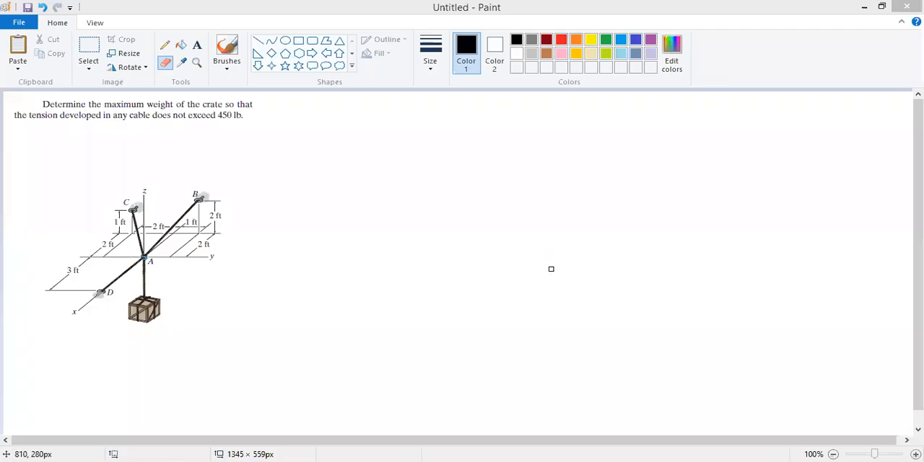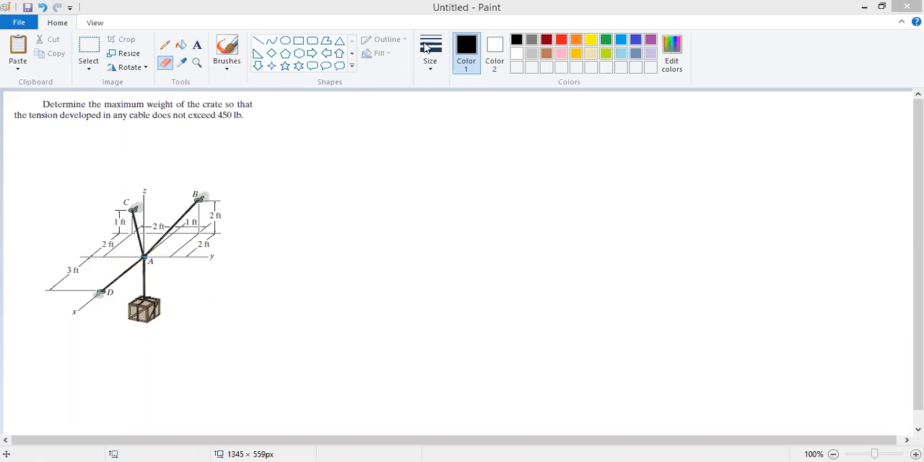Okay, welcome back to our class on three-dimensional force analysis. In the previous recordings, we tried to explain how we analyze a particle for its equilibrium in three dimensions. Let's solve a few more problems.